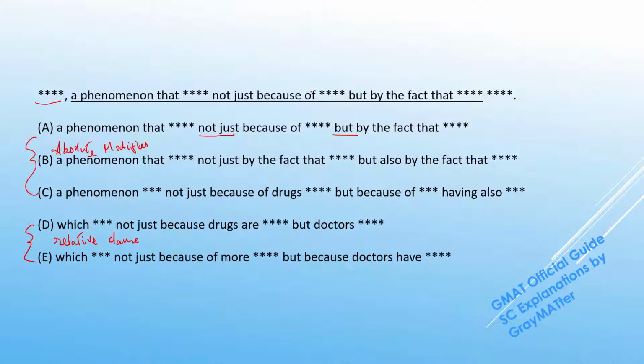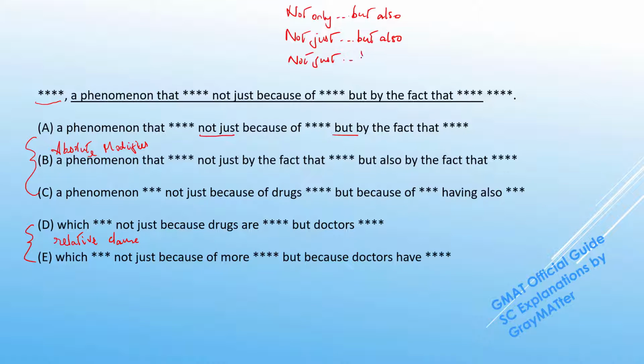construction of not only but also. Now, some might be quick to eliminate that they don't see the exact not only but also construction here, but let me highlight something here. Not only but also can actually be written in different forms. So this is the default construction, and this can be written as not just this, but also that.